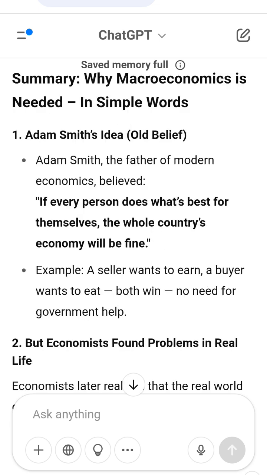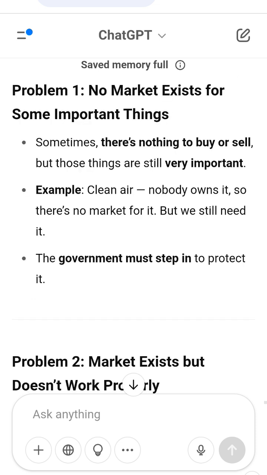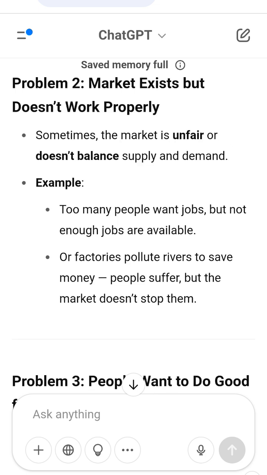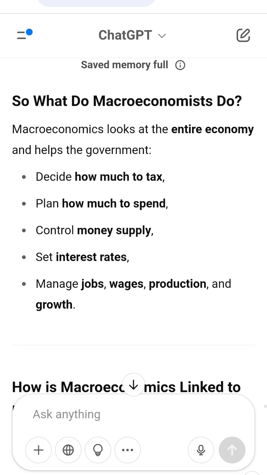Why is this important for countries like India? India has many poor people, unemployed youth, and lacks good education and healthcare for all. The government must act. The market won't fix this alone. Macroeconomics helps create jobs, build schools and hospitals, support defence, and ensure good government services.